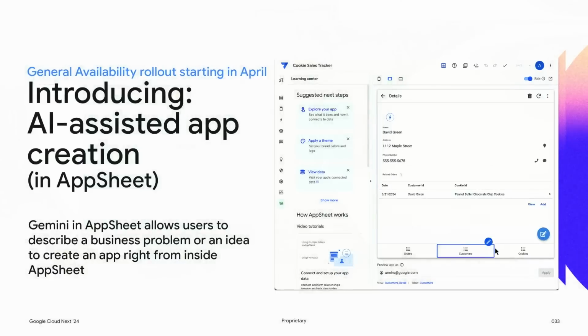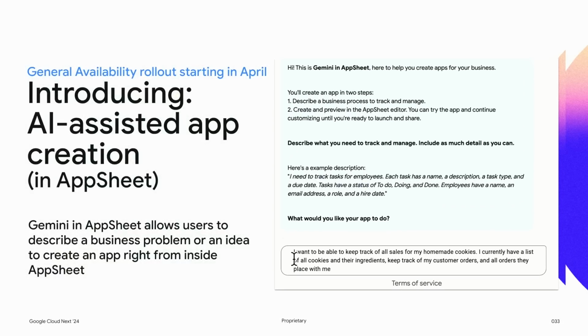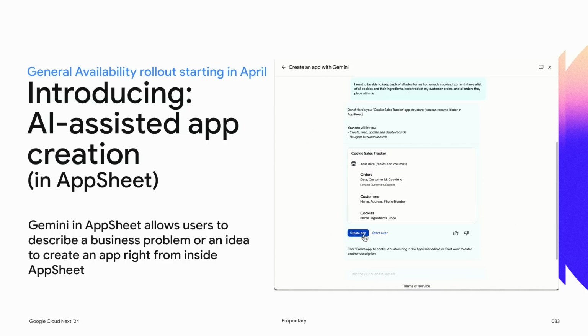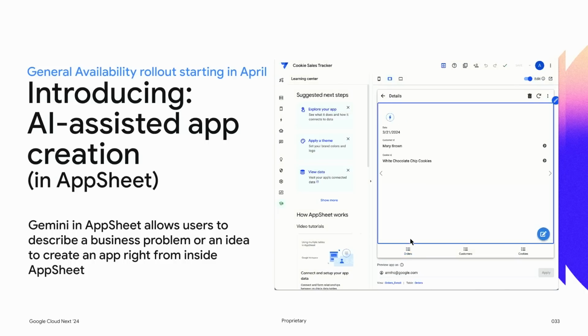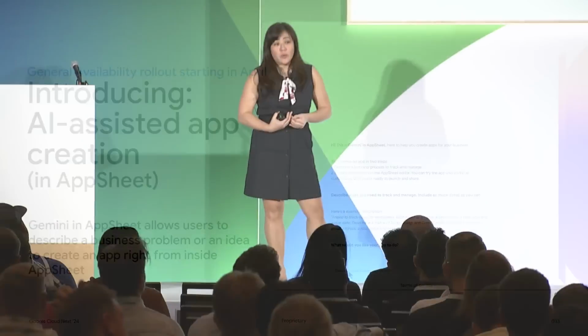So we released AI-assisted app creation last year. We announced it at Next as a Google Chat app, back when it was known as Duet in AppSheet. This year, starting later this month, we'll be releasing an in-product version, so you can use it from right inside the AppSheet editor. Now, here we've been talking about using Gemini to help creators get started quickly. But our AI story doesn't end there. We'll be introducing a way for creators to add AI to their own apps. So let's go back to Gwen and talk about that.